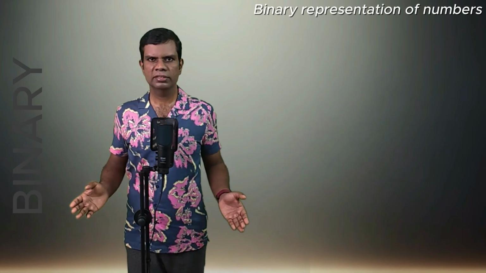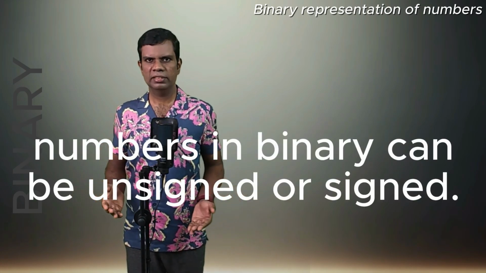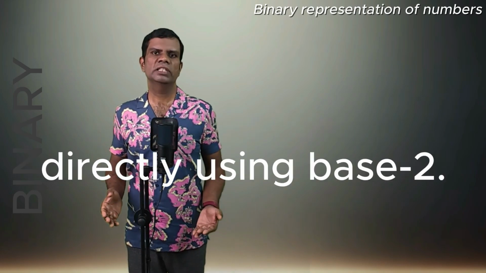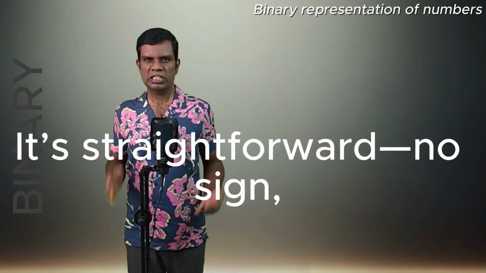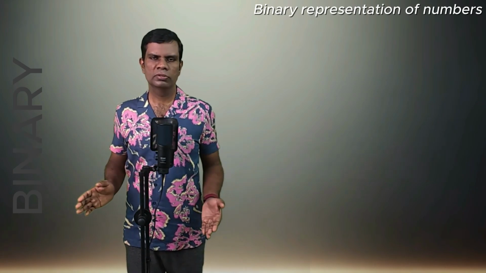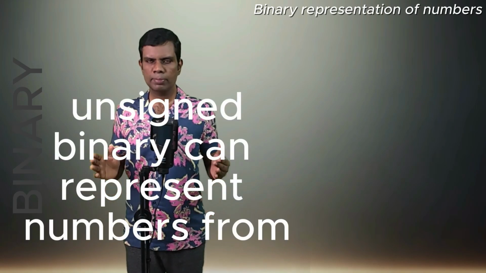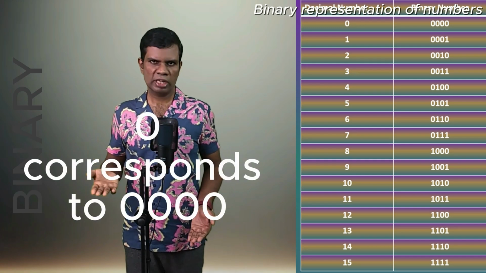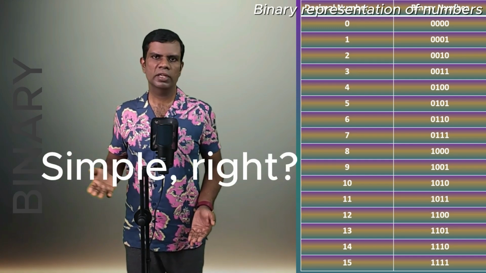But there is more. Numbers in binary can be unsigned or signed. Unsigned binary numbers represent non-negative integers directly using base 2. It's straightforward, no sign, just the magnitude. For example, a 4-bit unsigned binary can represent numbers from 0 to 15. 0 corresponds to 0000 and 15 corresponds to 1111.